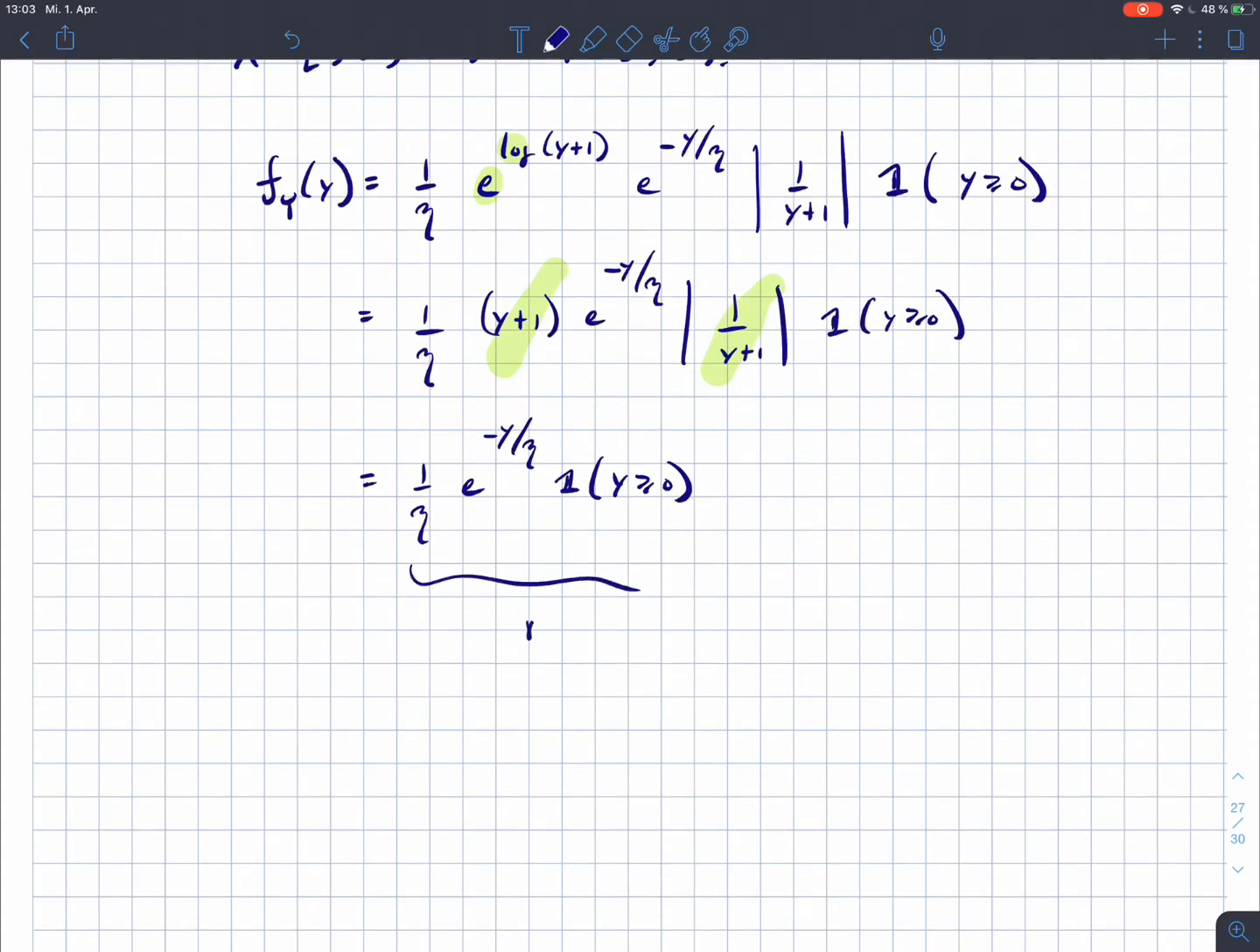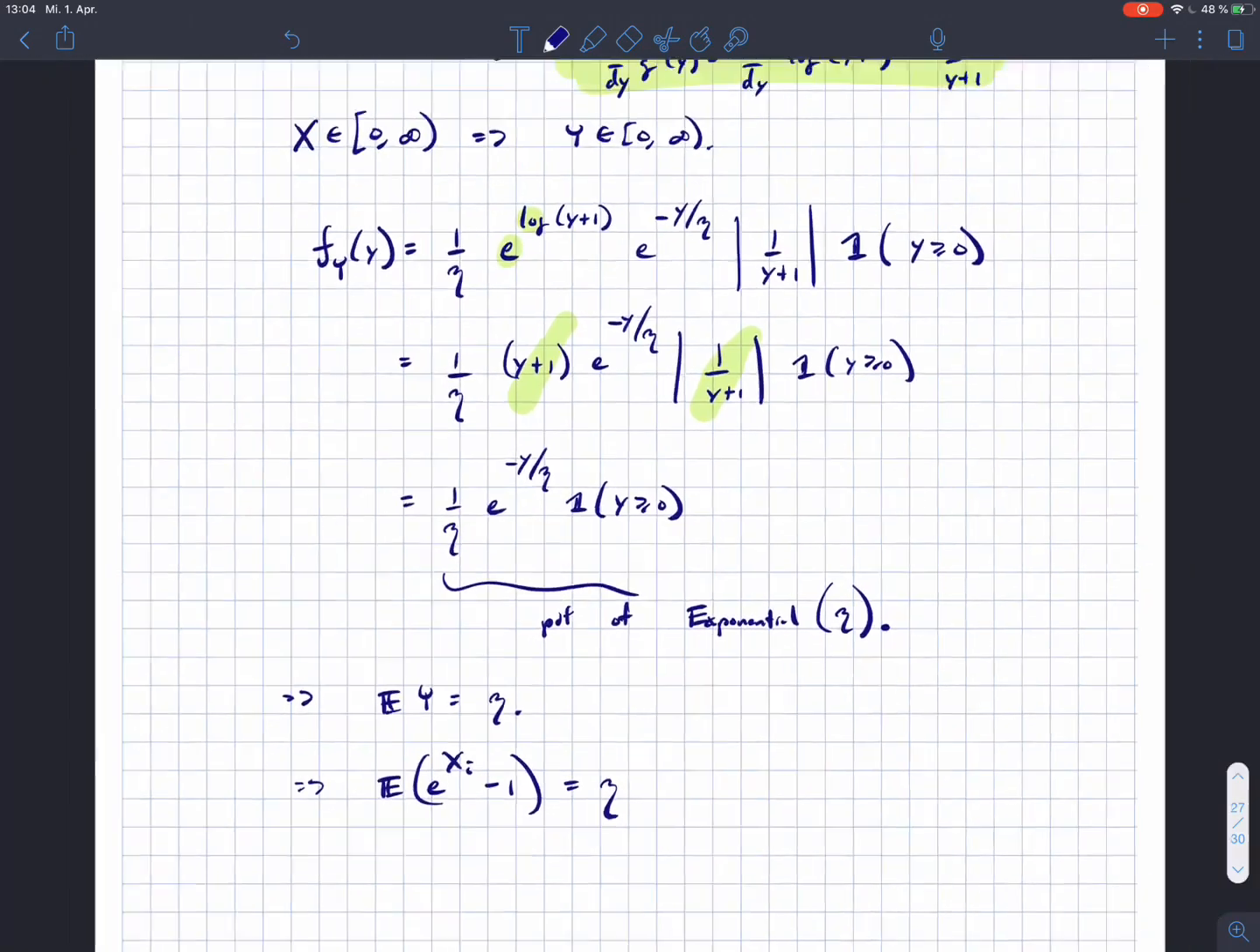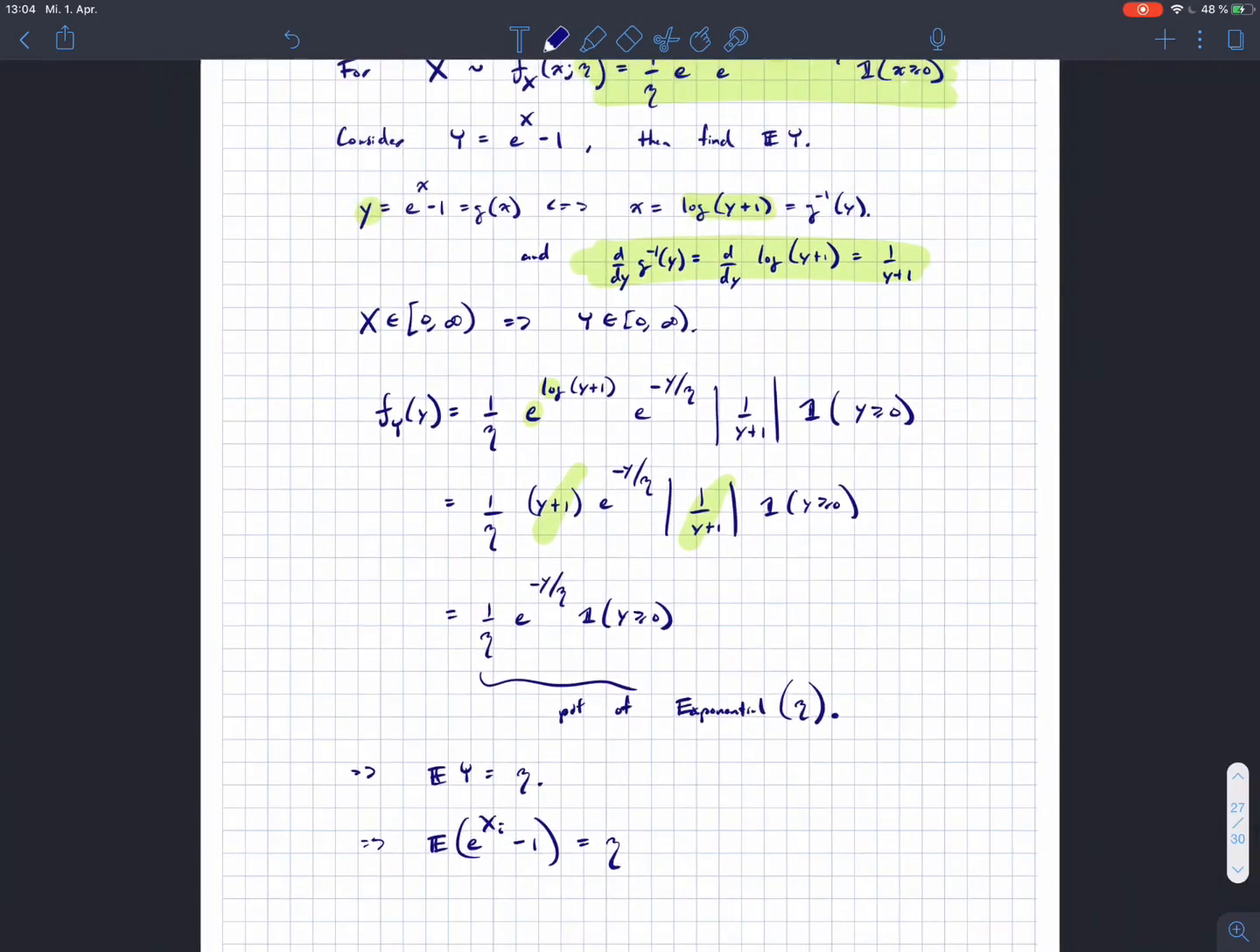And so we recognize this as the PDF of the exponential distribution with parameter eta. So the expected value of y equals eta. That means the expected value of e to the xi minus 1 is eta, because up here, that's how I define my y.